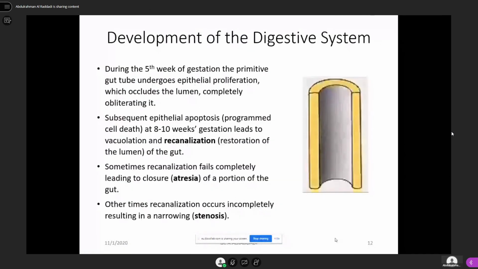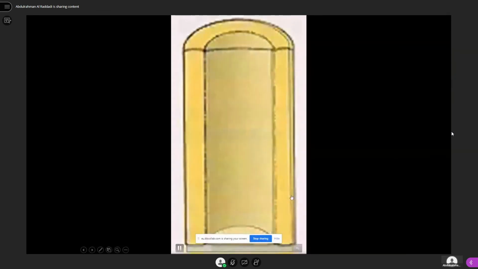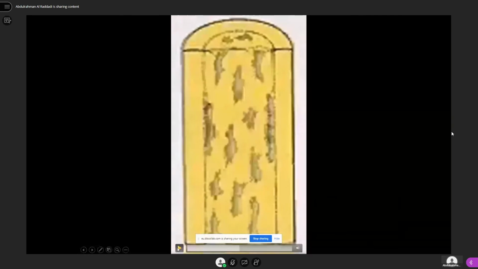The process of the proliferation and closing of the gut tube. After that, week 8 to 10, we will start the apoptosis process for recanalization of the gut tube.